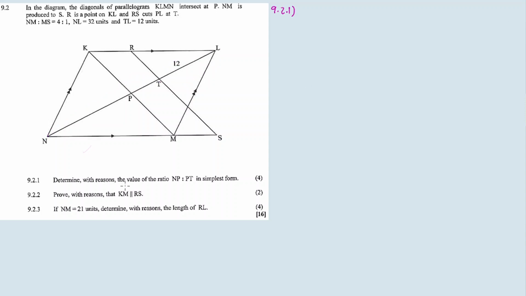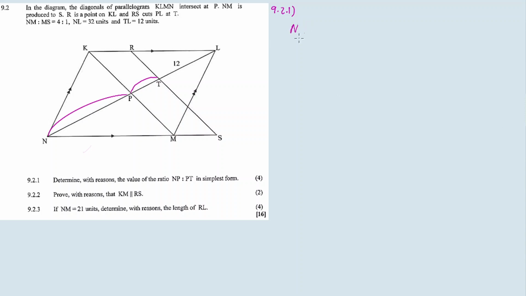9.2.1 Determine with reasons the value of the ratio NP to PT, right? NP to PT. We want that ratio. Ratio, not length, ratio. We want the value of the ratio NP to PT in its simplest form. Let me put it here. As I said, we are given NL.